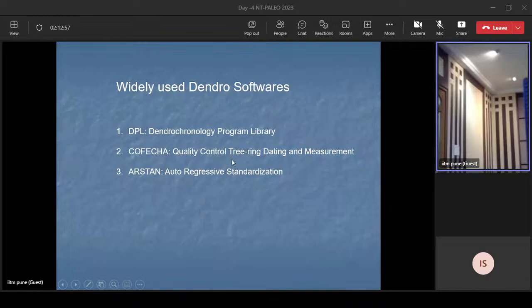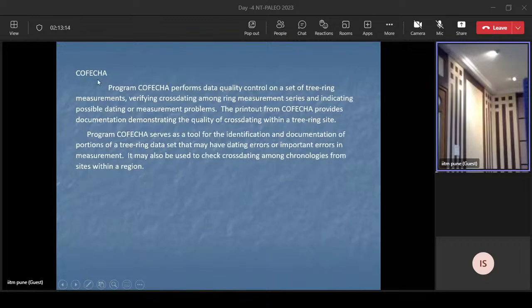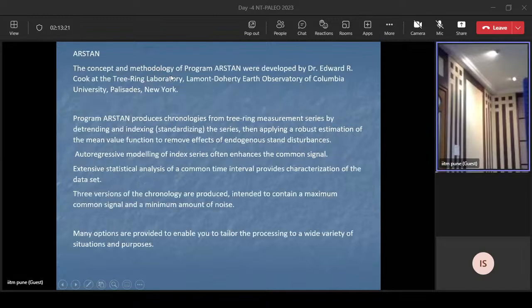And these are the programs, dendro software widely used: DPL, COFECHA, ARSTAN. DPL is the Dendrochronology Program Library. They have a variety of software available in this. COFECHA is for quality control of measurement. This is also widely used. And this is ARSTAN, the auto-regressive standardization. A variety of options are available in this with a graphics option. This is a very useful program.